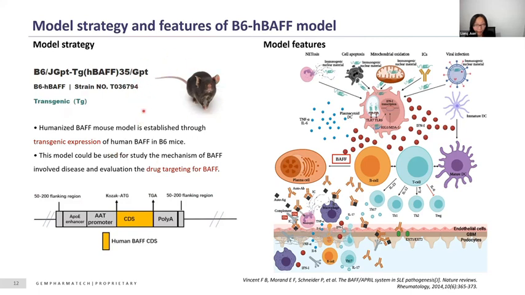These mice display B cell activation. So this model could be used to study the mechanism of BAFF-involved disease and for evaluating drugs targeting BAFF and also targeting B cells.